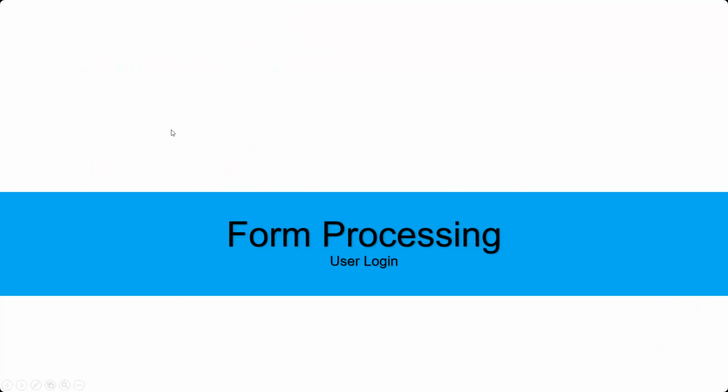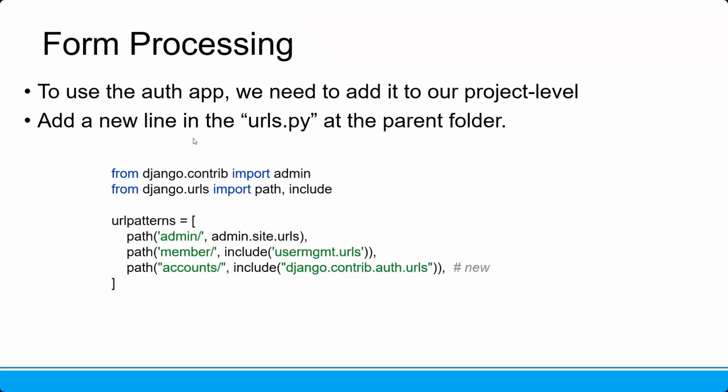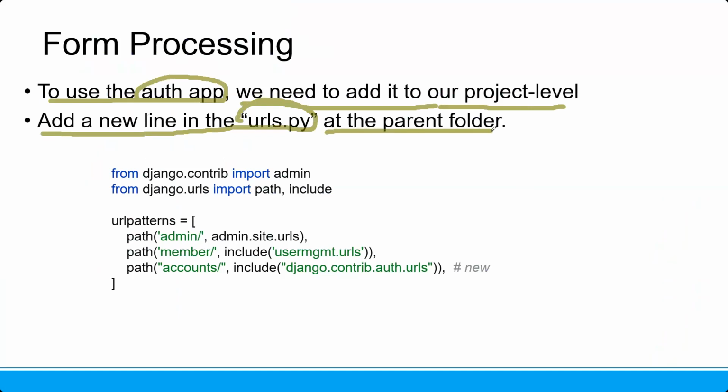The good thing in Django is they have the user authentication, so you can just reuse it. Now we are going to use the existing Django authentication. And yeah, I think you need to follow the step by step from this slide. Okay. So to use the auth app, this is the authentication app, we need to add the app into our project level. So let's add a new line in the urls.py at the parent folder.